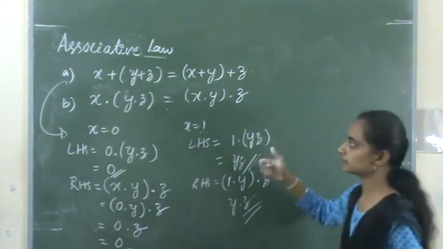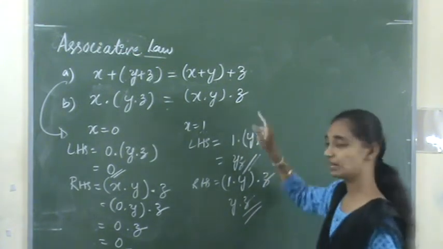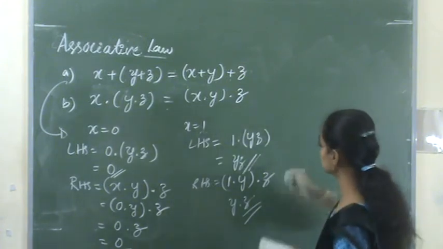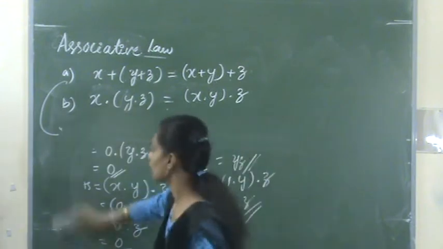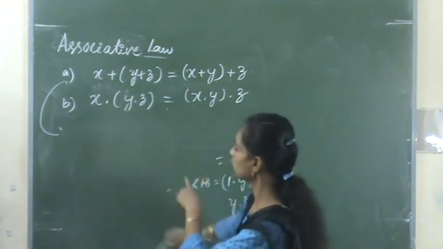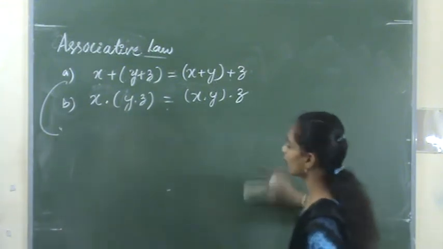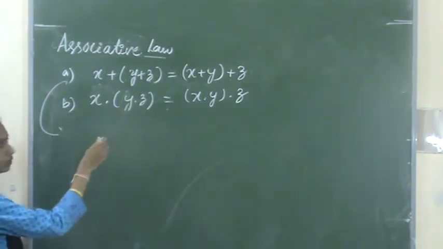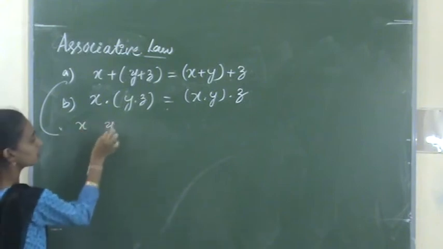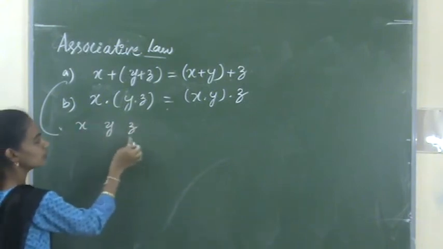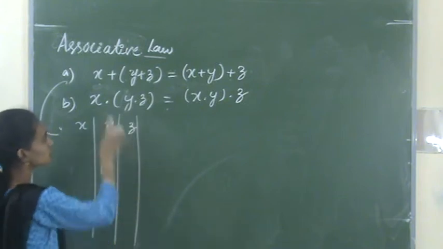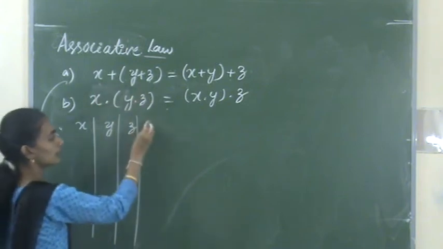So how to write the circuit for this? Before that, we have to prove this using a truth table, right? So we can write the truth table for this. I am writing the truth table for both the theorems. You have to write two different truth tables for each and every theorem. Now I am taking three variables, X, Y, Z. After this, first I have to perform Y, Z, right?